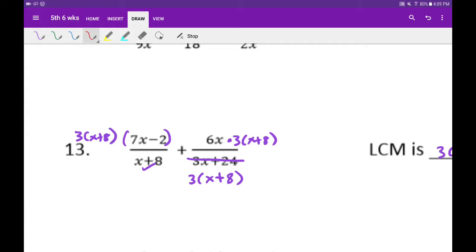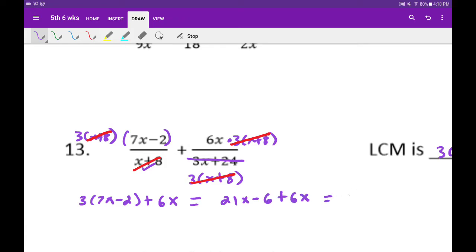All right, simplify before we do anything. So the x plus 8's cancel. All of these cancel here. And then we get 3 times 7x minus 2 plus 6x. All right, let's keep going. So we get 21x minus 6 plus 6x. And then we're going to get 27x minus 6.